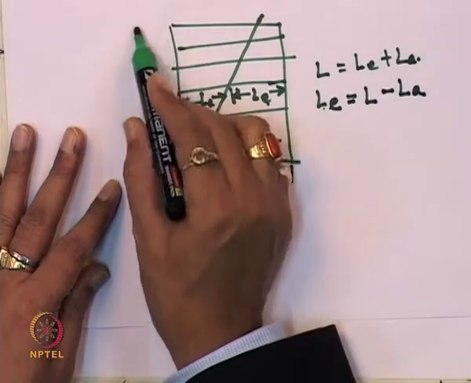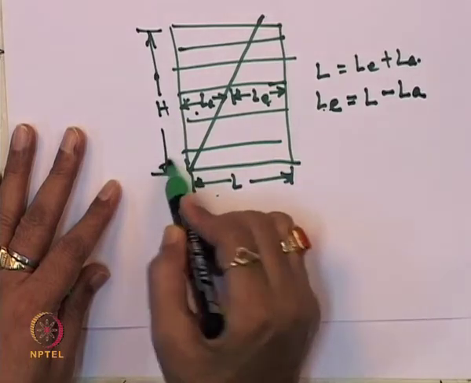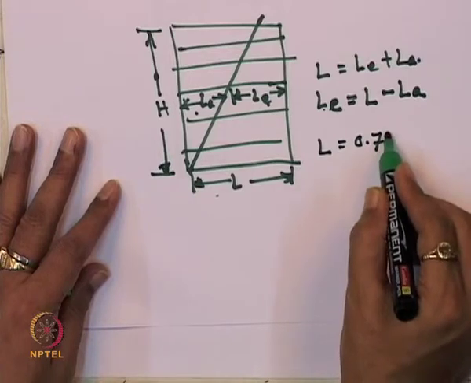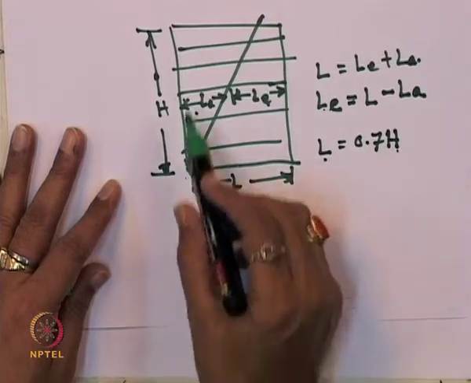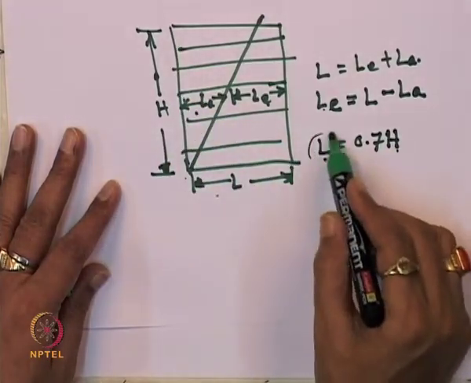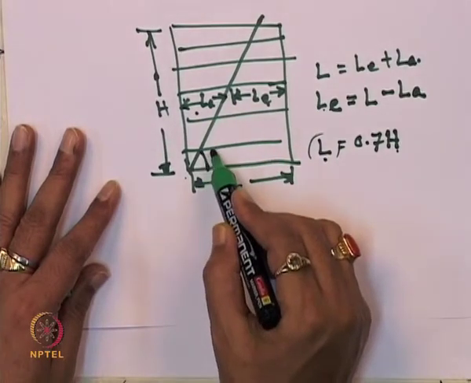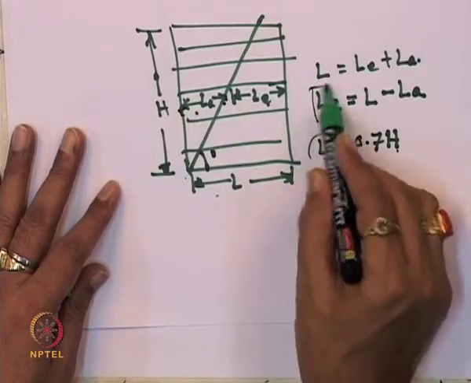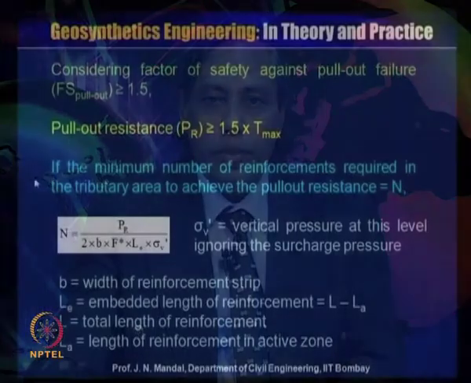If you know the height of the reinforced soil wall, L is generally considered for design as 0.7 times H. So, you know the height and you can calculate L, and if you know the angle, you can calculate this length LA. Then you can calculate the embedded length. So, we can calculate this embedment length from this.